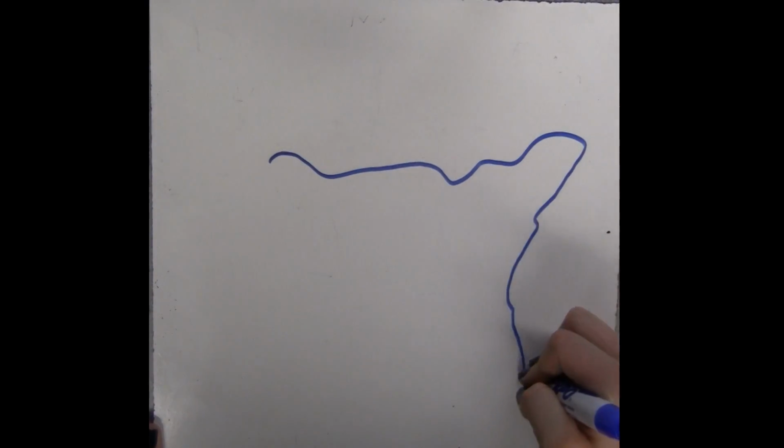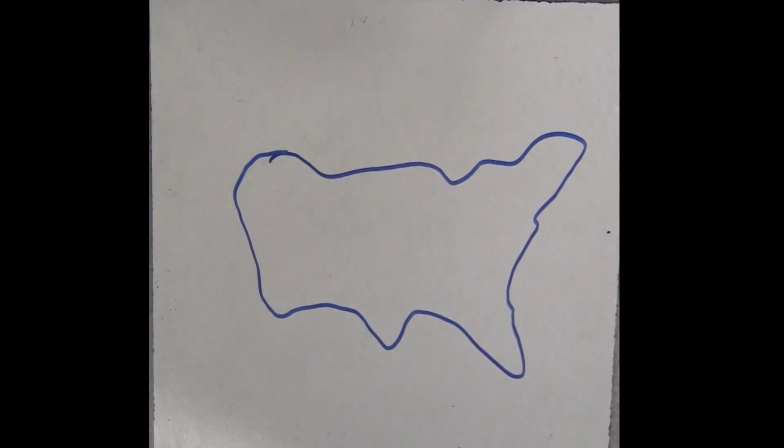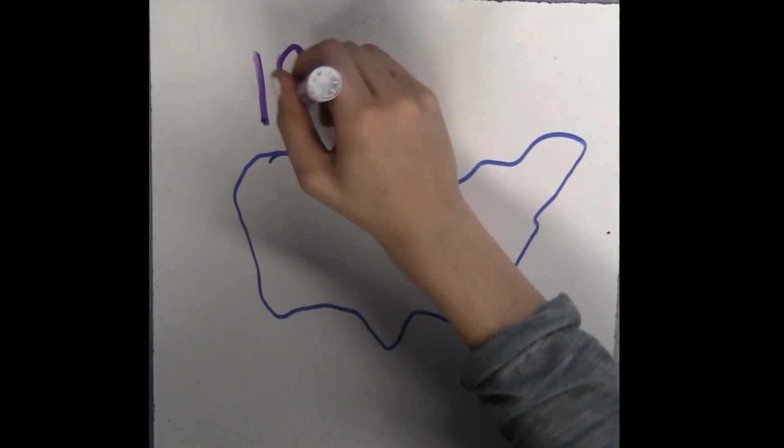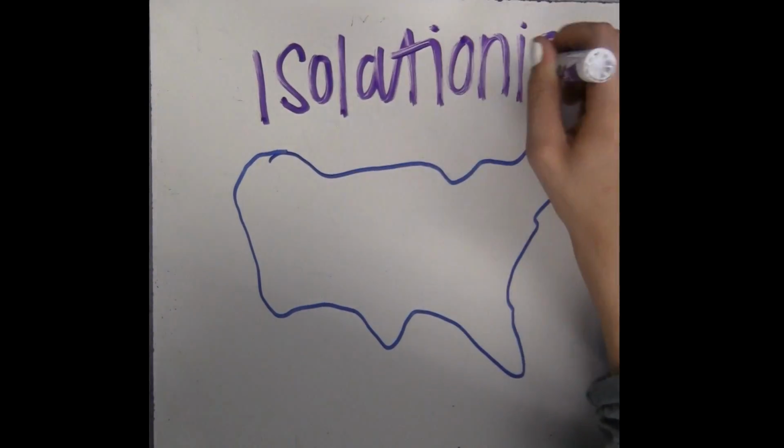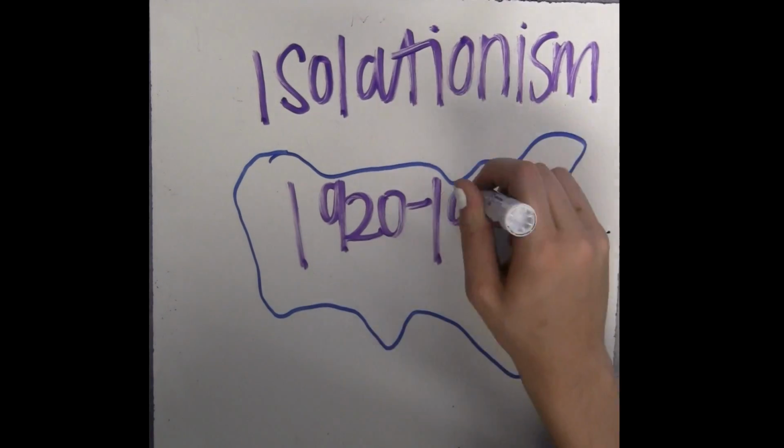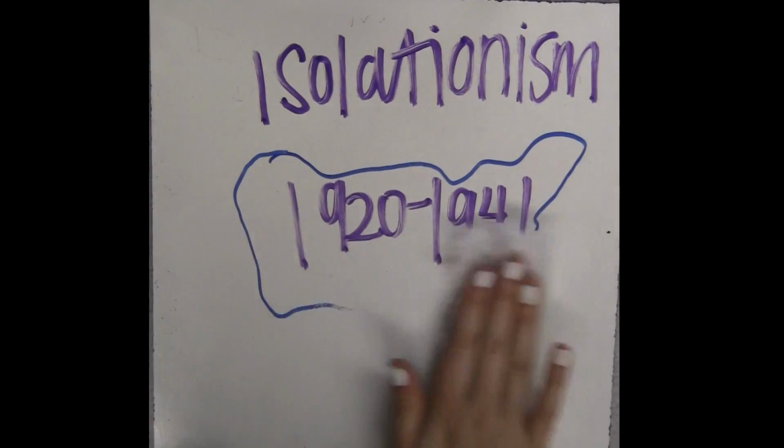Around 1920, American foreign policy shifted towards isolationism. This policy was a direct result of the United States' recent involvement in the First World War and lasted until America engaged in World War II in 1941.